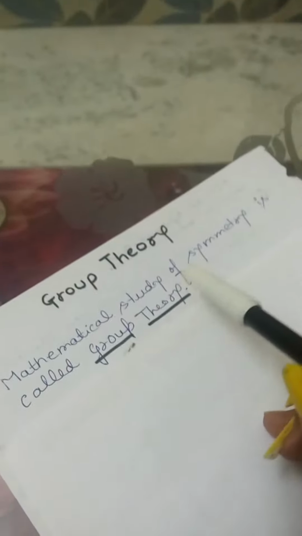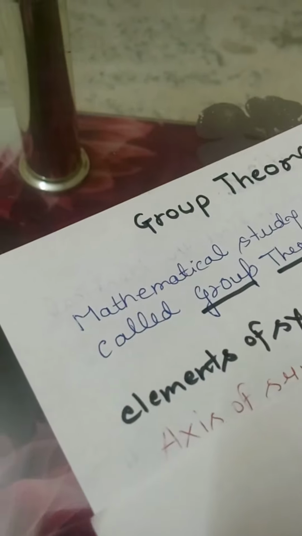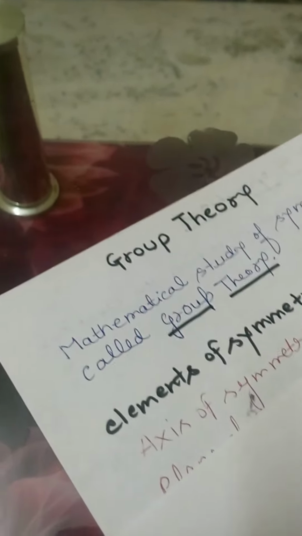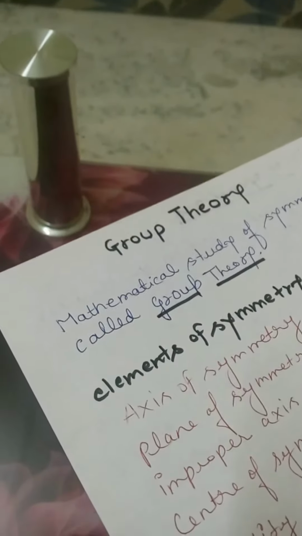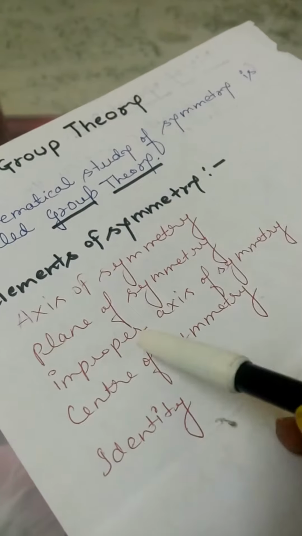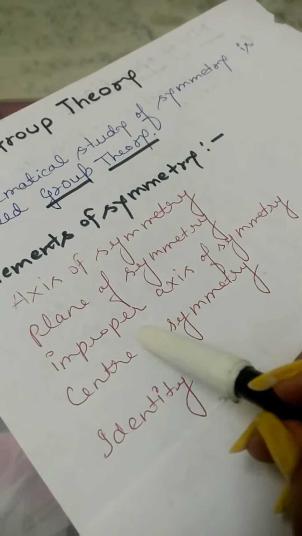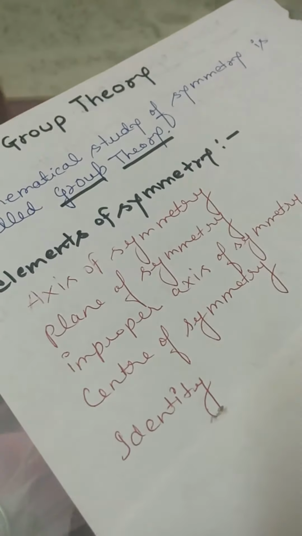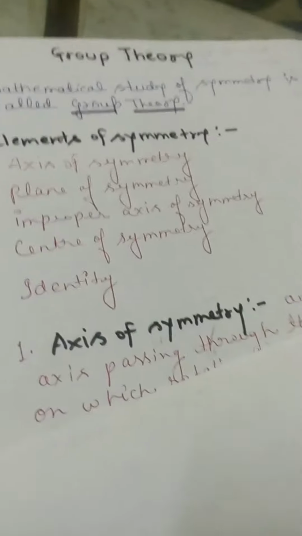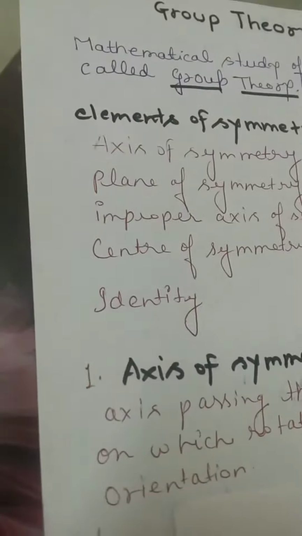So what is group theory actually? It is the mathematical study of symmetry. In group theory we will study elements of symmetry. There are 5 elements of symmetry: axis of symmetry, plane of symmetry, improper axis of symmetry, center of symmetry and identity. I'm going to tell you about the axis of symmetry.